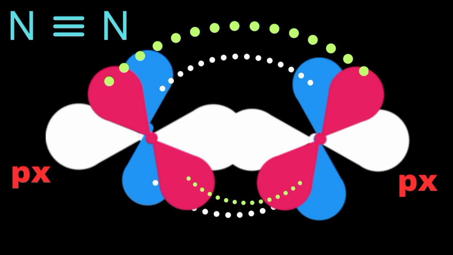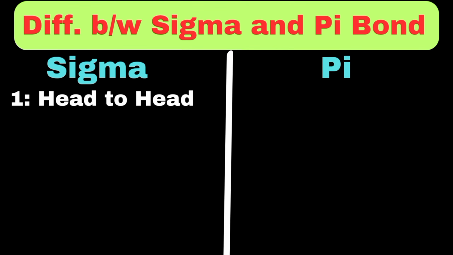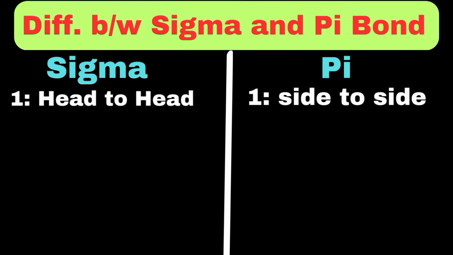After understanding how valence orbitals overlap to form a bond, we need to understand some main differences between sigma and pi bonds. First of all, we can define a sigma bond in this way: the type of bond that is formed by the head-to-head overlap of atomic orbitals, where the probability of finding the electrons is maximum along the line joining the nuclei. Similarly, a pi bond is formed by the side-to-side overlap of atomic orbitals, where the probability of finding electrons is maximum above and below the line joining the nuclei.